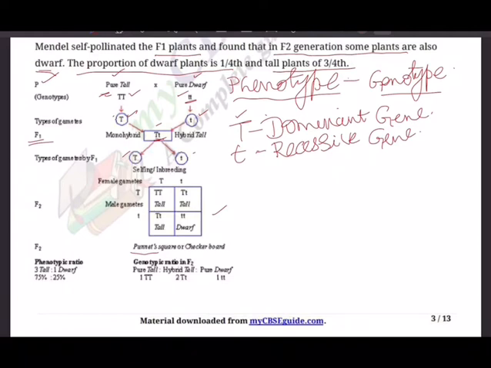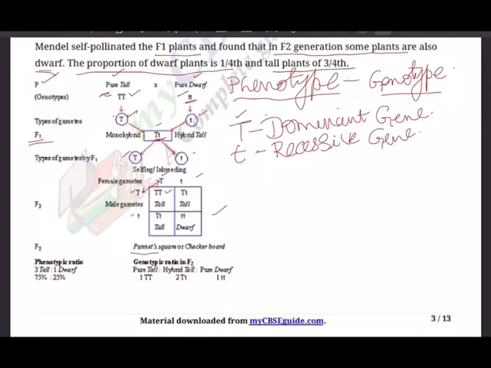What we do here is, on top we write the genes involved, that is capital T, small t, and the same will be there on the side, because in meiosis 4 gametes are formed, as all of you know. So another gamete is having capital T and small t. So you have male gametes having capital T, small t, and female gametes capital T, small t. Now the combination is from here to here. So capital T, capital T. So we are getting this pure tall.